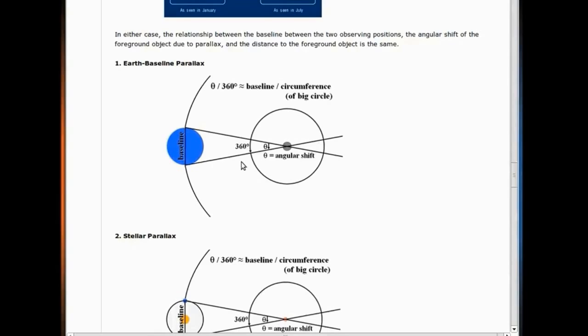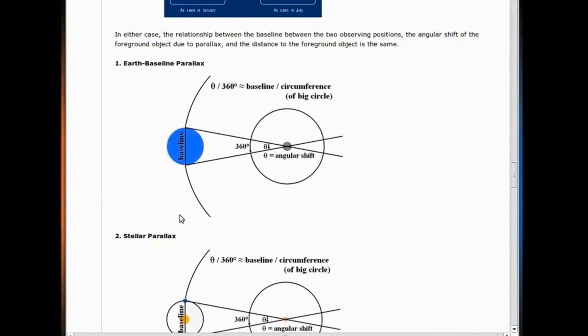Well, what we can actually do is set up a ratio. So imagine that this black line here is a complete circle, that it goes all the way around. The baseline is some fraction of that total circle. This baseline, we can measure this distance. This total circle here, well, we can compute the circumference of a big circle, right? The circumference of a circle is 2 pi times the radius of the circle.